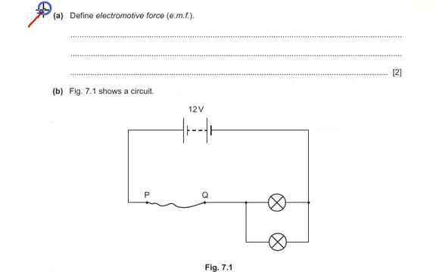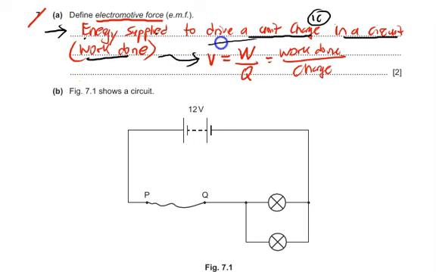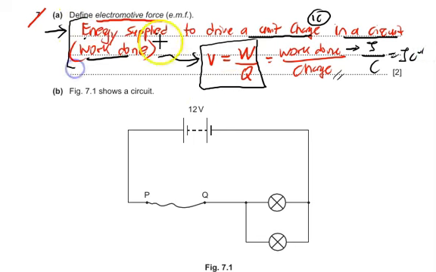Okay, now the next one, number 7, define electromotive force. This is normally the force from the battery. So I will write here my explanation. Energy supplied to drive a unit charge, 1 coulomb, in a circuit. You can also change the energy supplied to work done, which is derived from this formula. This is the voltage formula. So we have work done over the charge. This is a joule and this is a coulomb. So you have this unit. You can remember this formula, or you can memorize this.